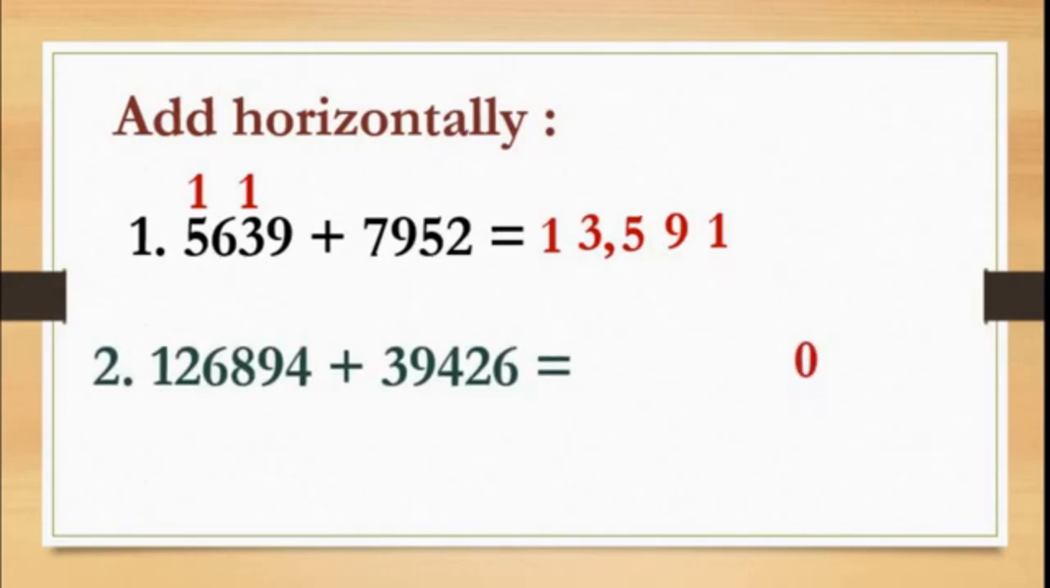Again same thing. 6 plus 4 is 10. 9 plus 1 is 10. Plus 2 is 12. 8 plus 1 plus 4 is 13. 6 plus 9 plus 1 is 16. 3 plus 2 plus 1 is 6. And whatever remained, that is 1. So here, what is the answer? That is 1,66,320.